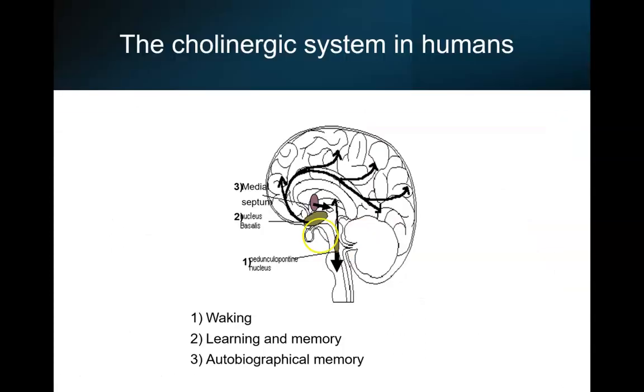Now, here's what this looks like in humans. We have these 3 major pathways. The first one begins in the pons and terminates in the midbrain. This is going to be critical for sleep-wake behavior. We have another one that is critical for learning and memory. And then a third one around the septum, which is critical for autobiographical memory.